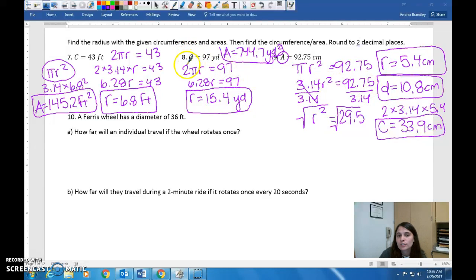So if it gives you circumference, use the circumference formula and set it equal to your number. If it gives you the area, use your area formula, set it equal to your number. And then just get r by itself. You know what the radius is, and you can use that radius to find many other things.